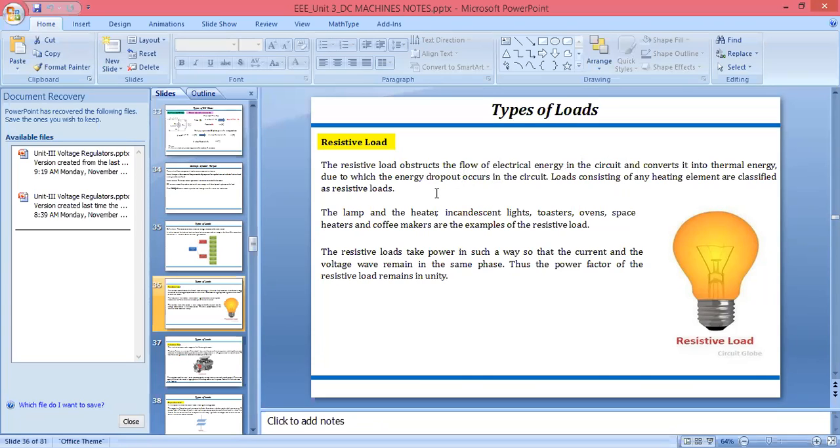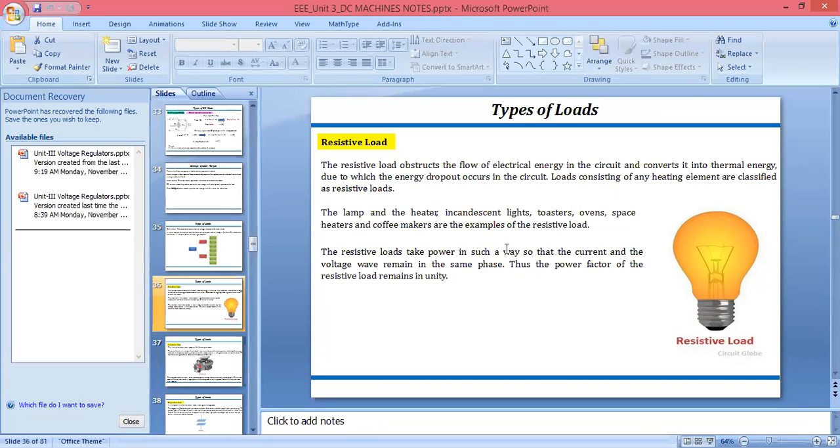Here are some examples of the resistive load: toaster, oven, heater. All these take the electrical energy and give it to us in the form of heat or in the form of energy which can be used as light. So we can call this device a resistive load. The resistive loads take power in such a way that current and voltage remain the same. It means these are in the same phase.